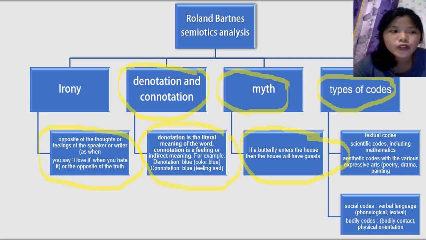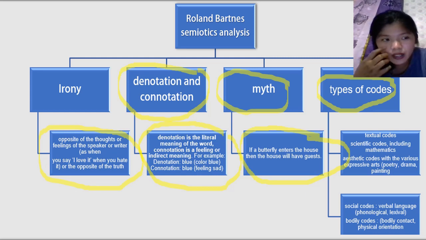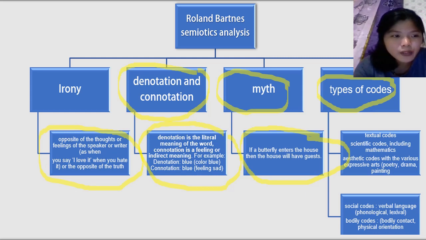Social codes: verbal language, phonological, syntactic, lexical, prosodic, and paralinguistic subcodes. Bodily codes: bodily contact, proximity, physical orientation, and then appearance, facial expression, gaze, head nods, gesture, and posture.